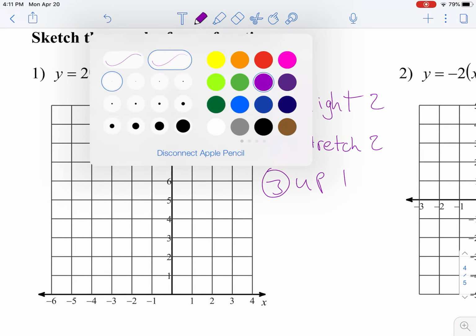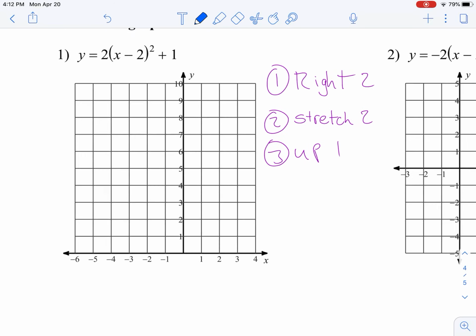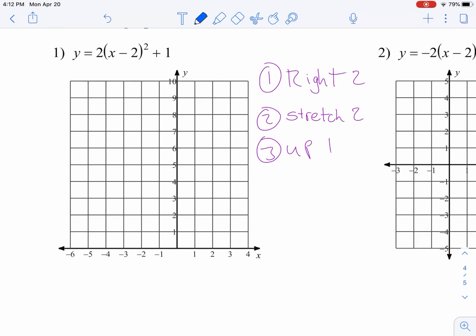So the most important part from using a parent graph and then creating a transformation is remembering that the parent graph for a quadratic would be if we just had y equals x squared. That's our most basic quadratic, nothing really affecting it or changing it in any way. And then all of these steps are going to affect and morph our parent graph.